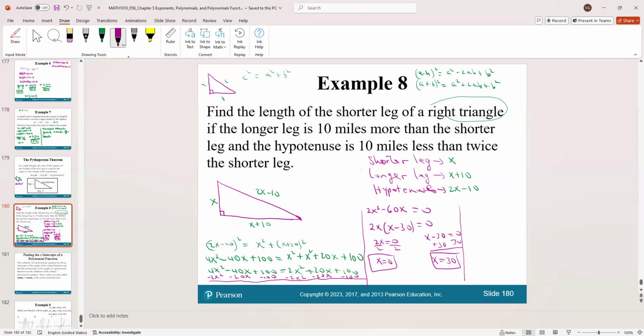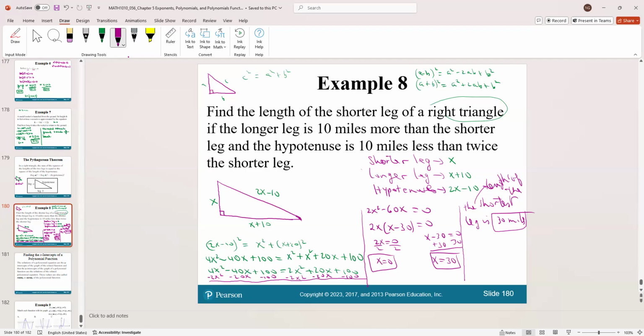So we can state that the length of the shortest leg is 30 miles. That was the question asked: find the length of the shortest leg. So, all right, hoping you'll get this one correctly.